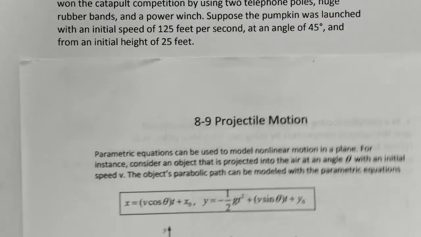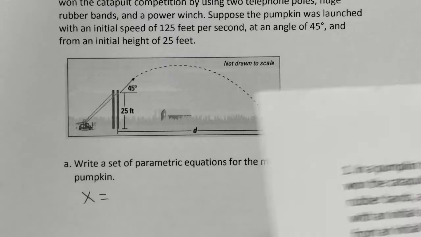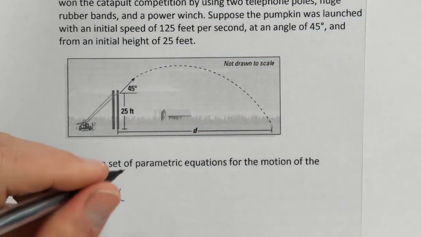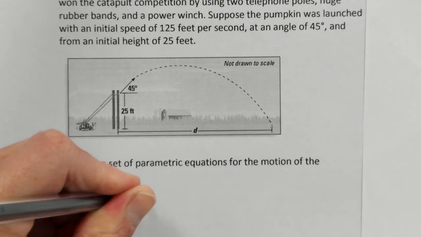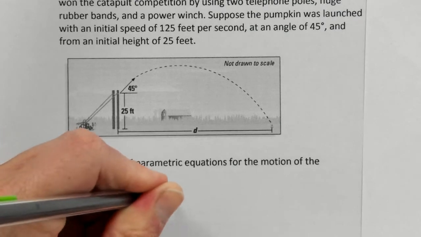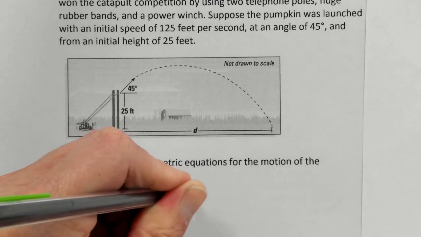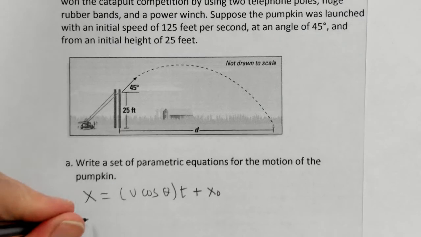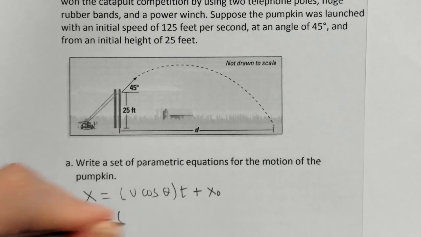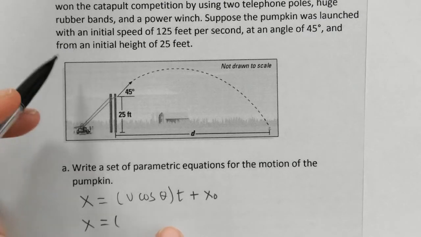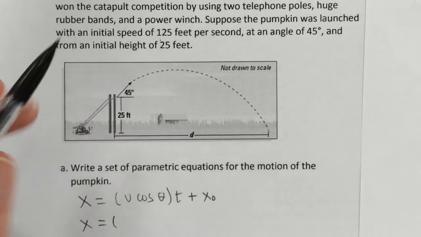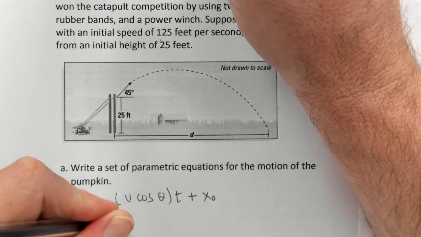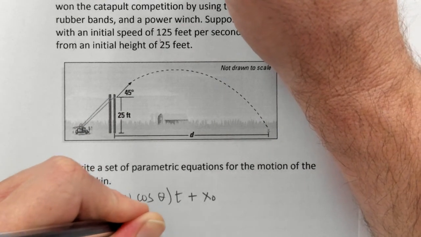And again, here's the general form. When we go to plug in, we will follow this format. I'll go ahead and write this in first so I don't have to keep flipping back and forth. It's v cosine theta, close, t plus x of 0. Now when we go to plug in, remember what v stands for. V is going to be your initial speed, and our initial speed is 125 feet per second. So 125 cosine theta.